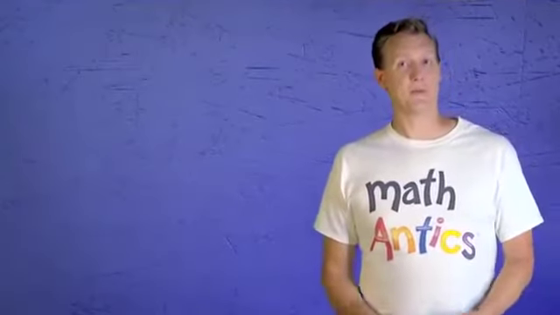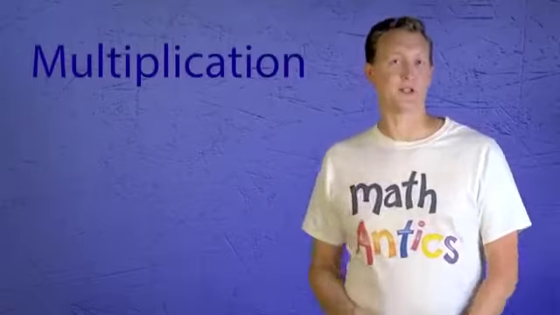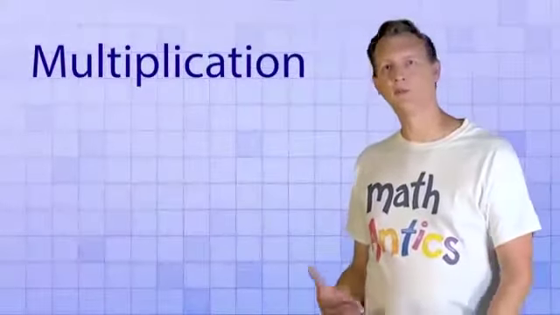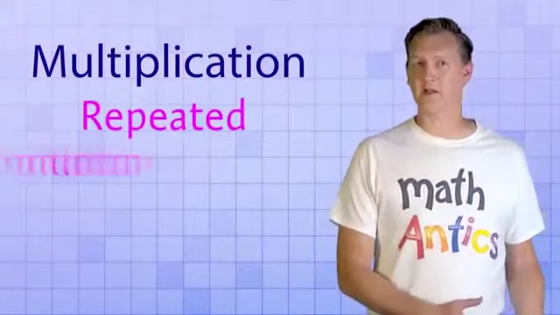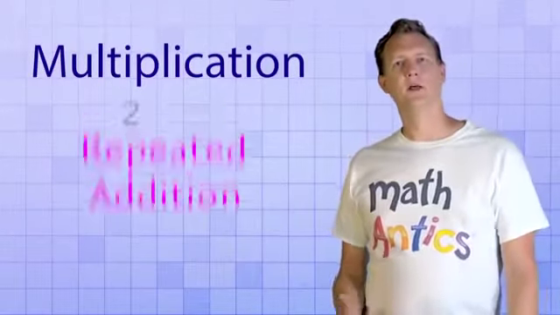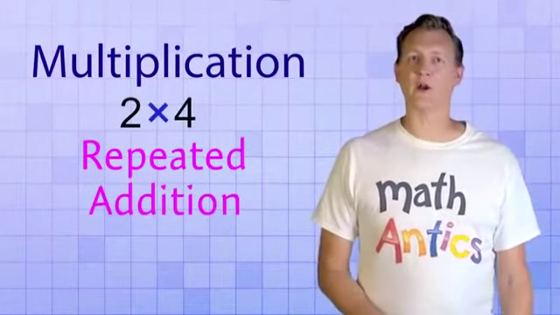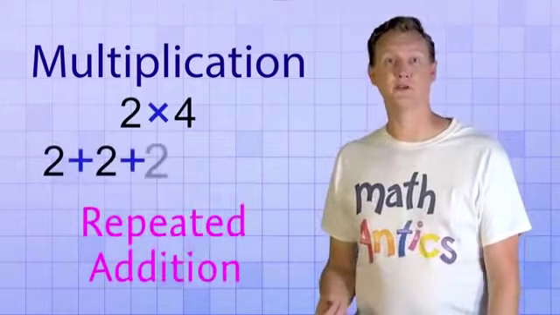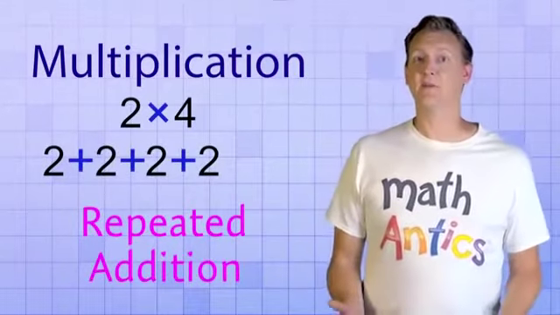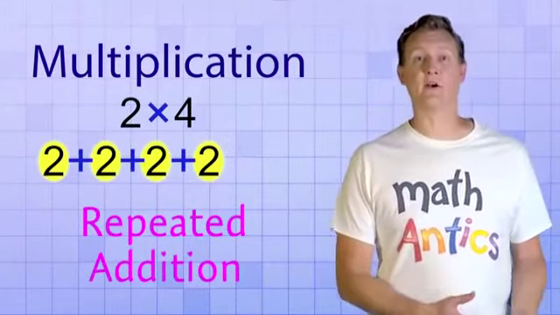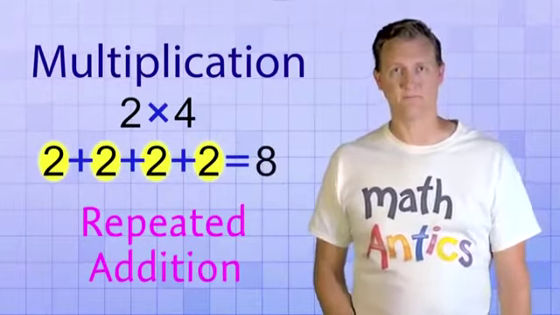To help you understand what I mean, let's review multiplication for just a second. Do you remember how multiplication is basically repeated addition? For example, 2 times 4 is a shorthand way of writing 2 plus 2 plus 2 plus 2. It's the same as 4 2's being added together, which equals a total of 8.